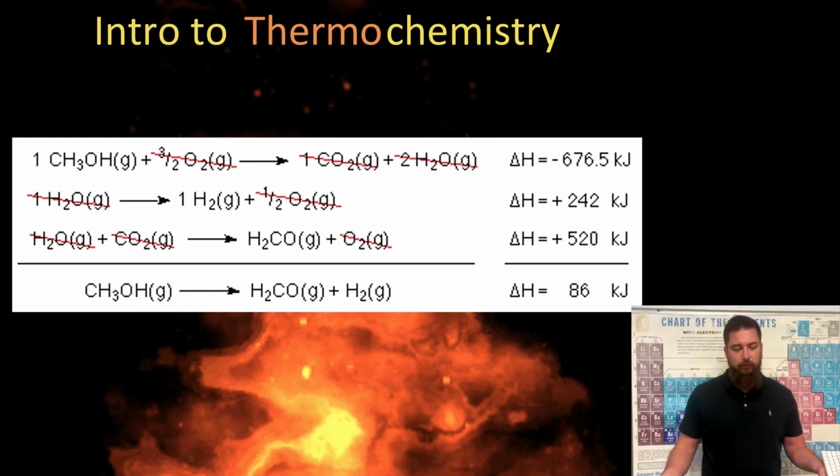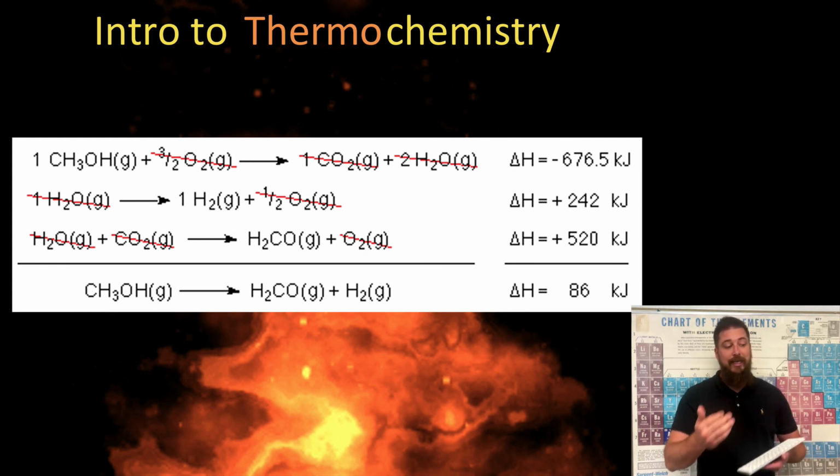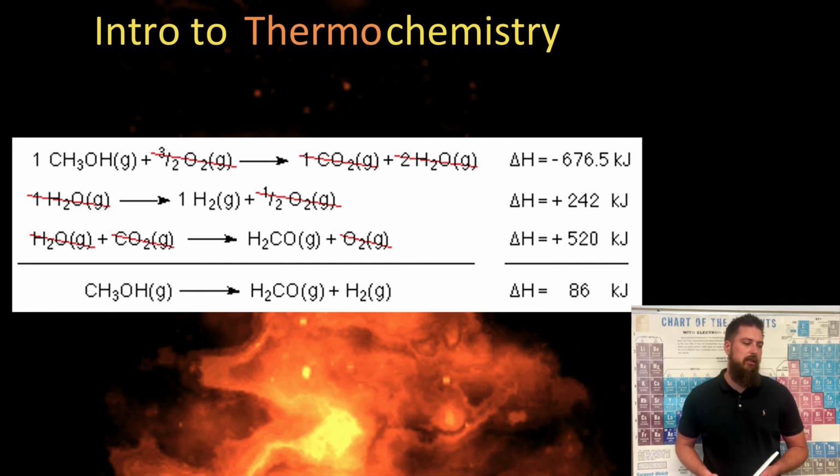So these are really fun problems. It's like a puzzle. And so you flip equations around, you multiply them, do whatever you need to do to make it to where it all cancels out and adds together to make what you're trying to make, and then you just add the delta H's together. And it's that simple.